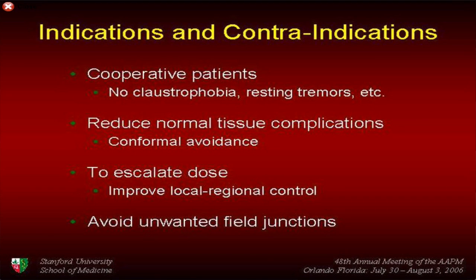Indications for IMRT: you definitely need cooperative patients. If you have patients with resting tremors or patients who are claustrophobic or uncomfortable in a mask, they're not going to be a good candidate because of moving. A reduction of normal tissue complications is an important aspect for IMRT, and there's plenty of data in the literature now to support that. To escalate dose and improve local regional control is another indication, and of course the dosimetry aspects of IMRT can be much better than what we get with conventional photon electron beam matching.